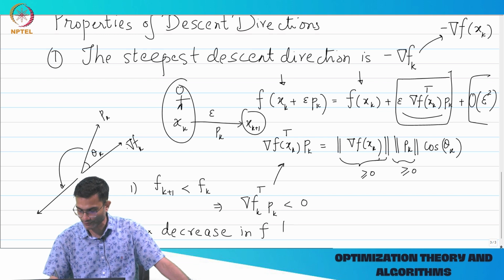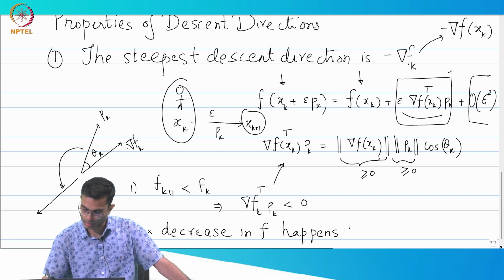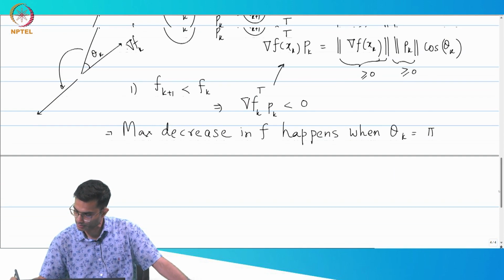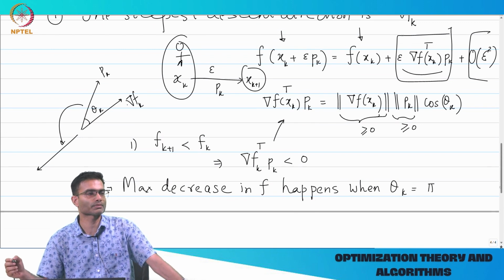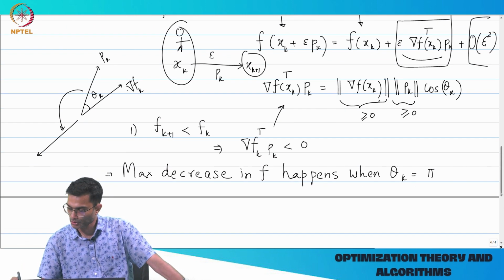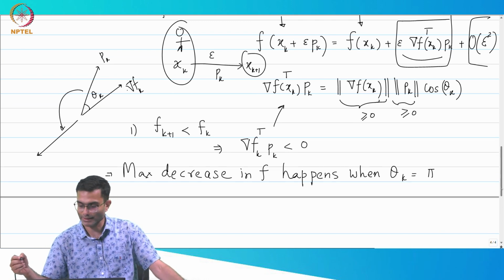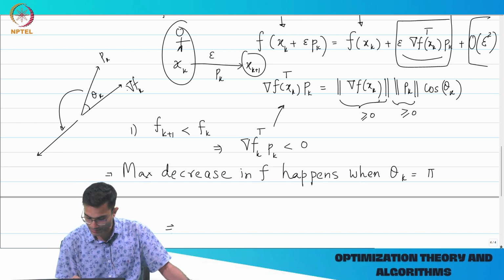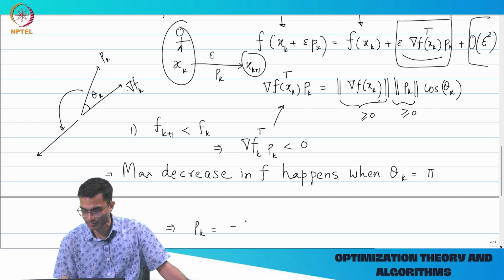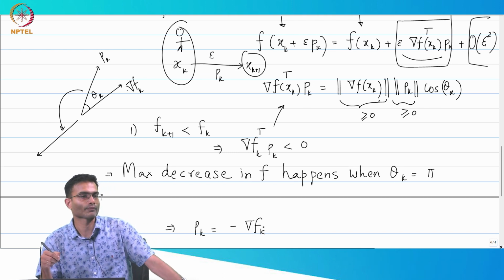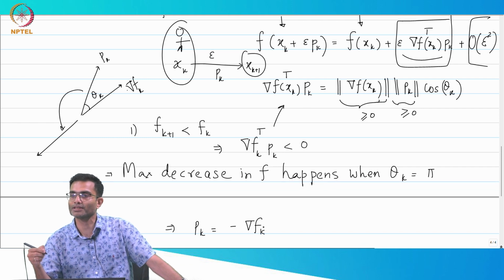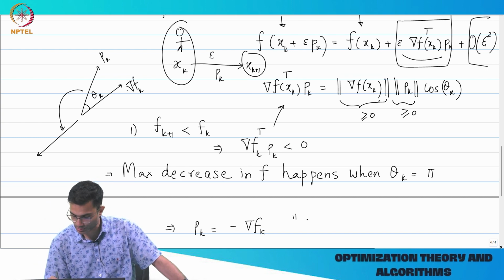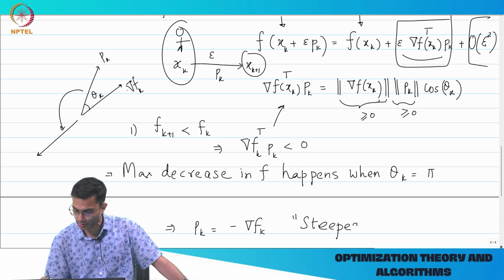So maximum decrease in f happens when theta k is equal to pi, right? So a very simple result that is coming just by plain geometry. So therefore, what is this when theta k is equal to pi? What do we call? That's why it is called... So this implies pk is equal to simply negative of grad fk, and that's why the word has come for it. Direction of steepest descent. This is the direction in which the descent is the steepest. So this is how the word steepest came into play.